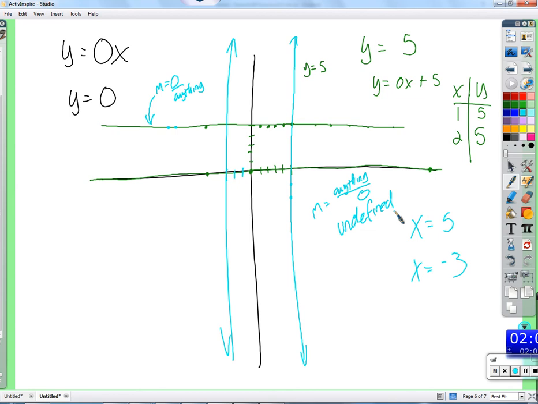So if you go to find the slope of the line, you get zero. What kind of a line is that? Slope is zero. It's a zero slope. Horizontal line. If we get something divided by zero, undefined slope. It's a vertical line.